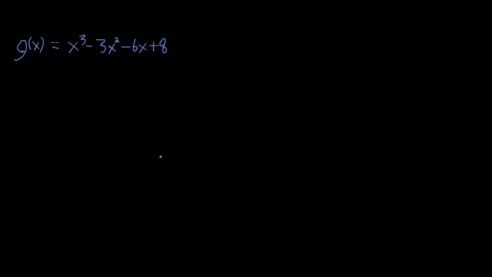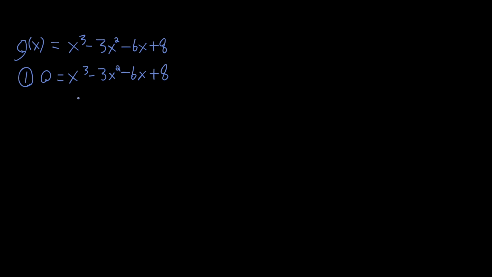Okay, so we're going to try it a little bit faster now with g of x. So we have x cubed minus 3x squared minus 6x plus 8. So step 1 is we set it equal to 0. So 0 is x cubed minus 3x squared minus 6x plus 8. Now for the second step, what we're going to do is plug in numbers until we find something that is going to make this equation true.